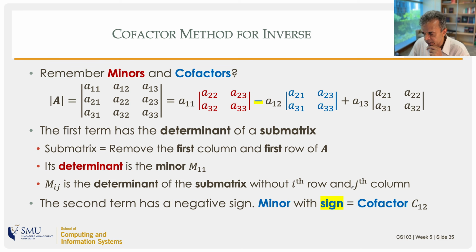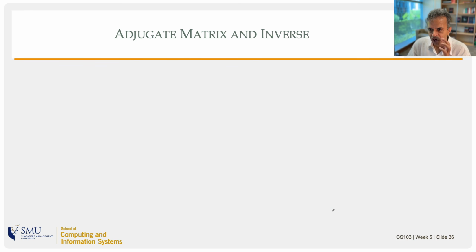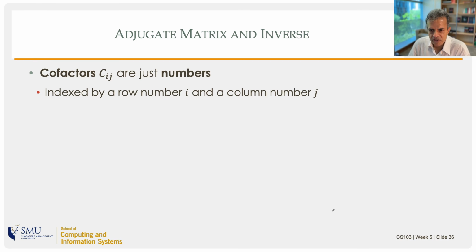Without the ith row and jth column of A. So a minor with the sign is a cofactor. This is by way of refreshing your memory. Now let me define something called an adjugate matrix and its use in computing the inverse. Cofactors are minors with signs. Minors are determinants, so they're just numbers.